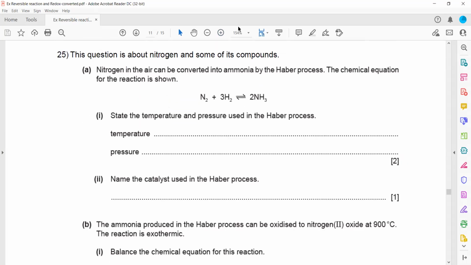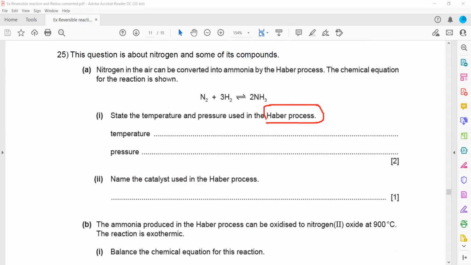Then this question is about nitrogen and some of its compounds. Nitrogen in air can be converted to ammonia by the Haber process. State the temperature and pressure for Haber. This part is related to chapter 12. So you will learn that temperature and pressure. I'm writing the values directly, but you have to memorize them, not now, in that chapter.